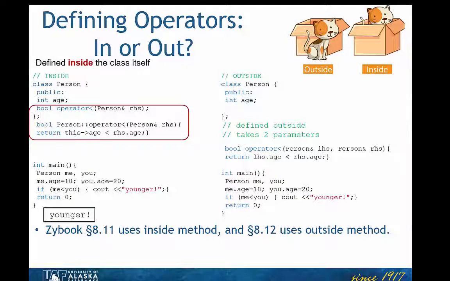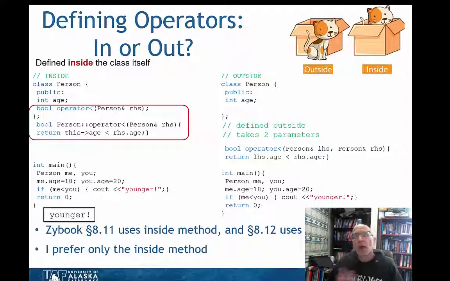So I think some confusion came in because in the zyBook section 8.11, where it talked about the addition operator, it used the inside method, and that's the way I prefer. But then in section 8.12 it starts talking about more operators, comparison operators like less than, and it starts using the outside method. And it doesn't make it really clear that it's changing the technique. They're both valid techniques. I prefer the inside method. That's the only way that I use.